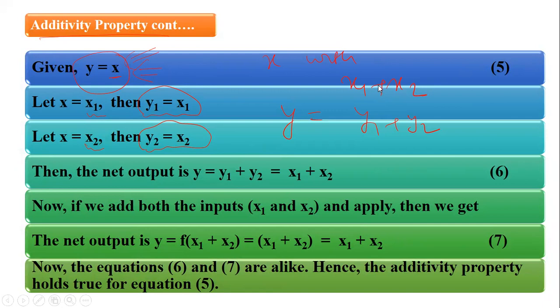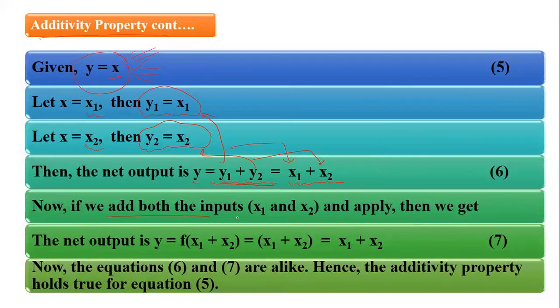So this is what the principle of superposition is. Now the net output is y1 plus y2. So if you add, we know that y1 is equal to x1 and y2 is equal to x2. So that means the sum of the responses is equal to the sum of the inputs.